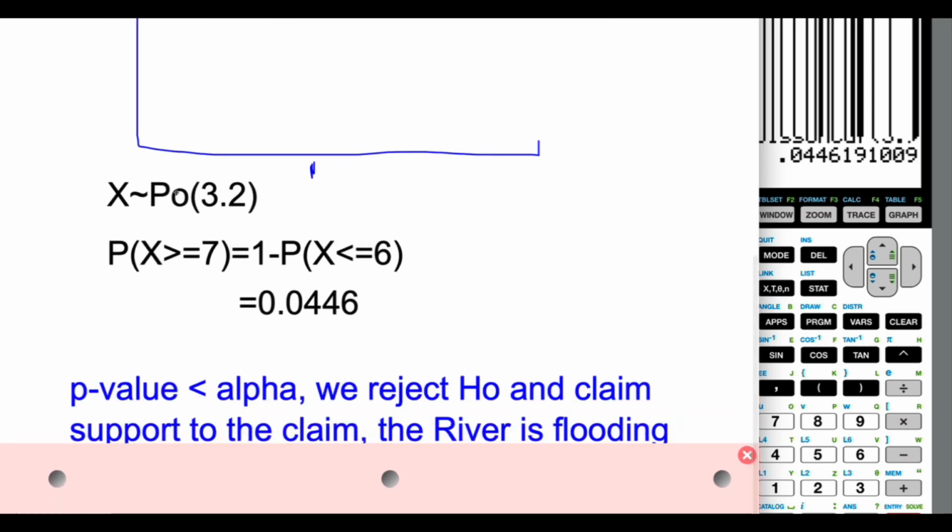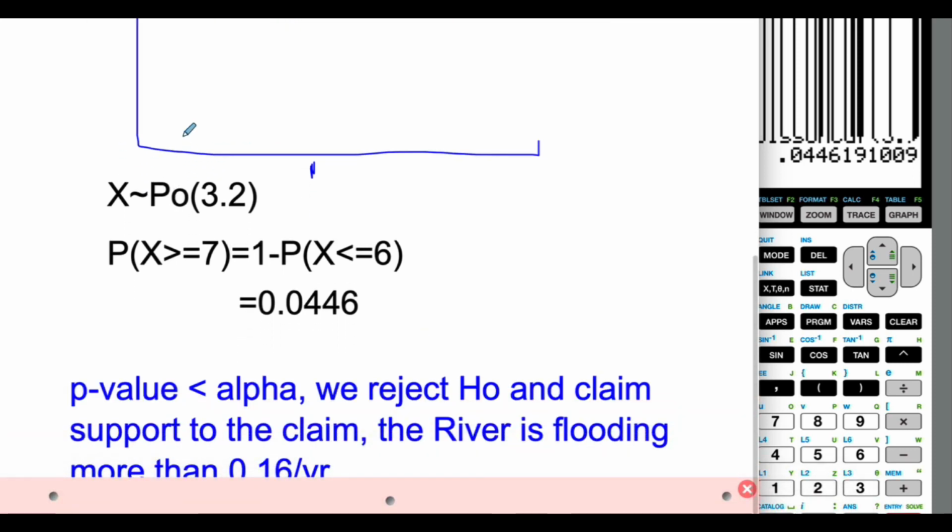Because p is smaller than alpha, we reject the claim, and we reject H0 and claim support for the river flooding more than 0.16 per year.